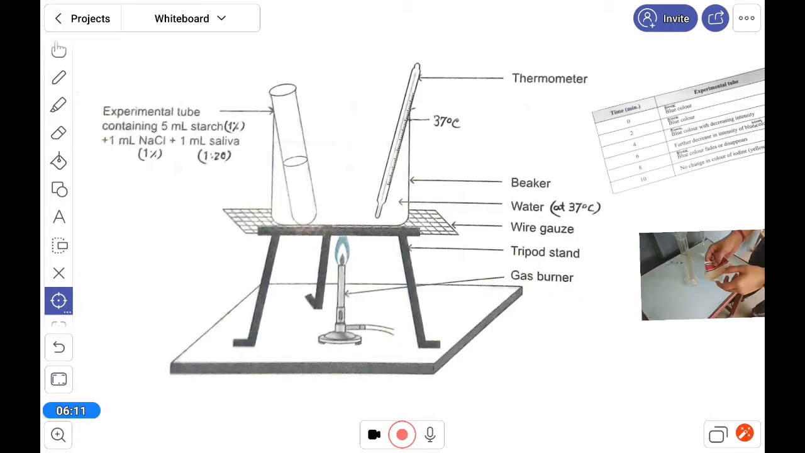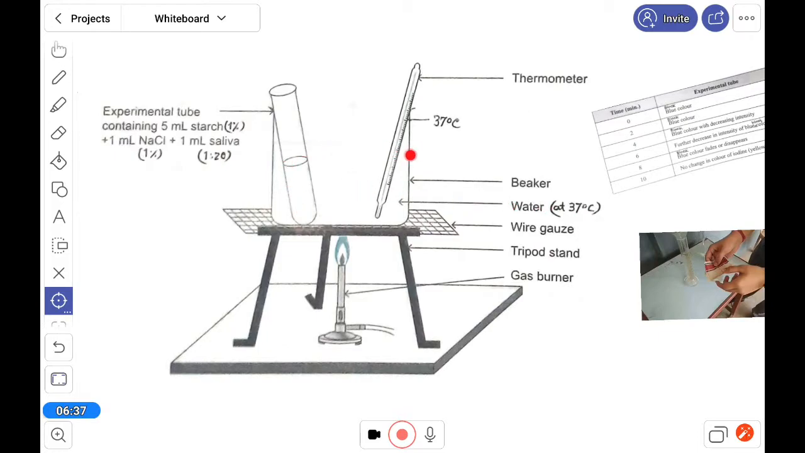Normally the setup here is like that. The setup is that experimental tube, which is this one. In the experimental tube, we are taking 5 ml of 1% starch, 1 ml of 1% sodium chloride, and the saliva, which is diluted 1:20, and we are keeping it in a water bath at 37 degrees Celsius.